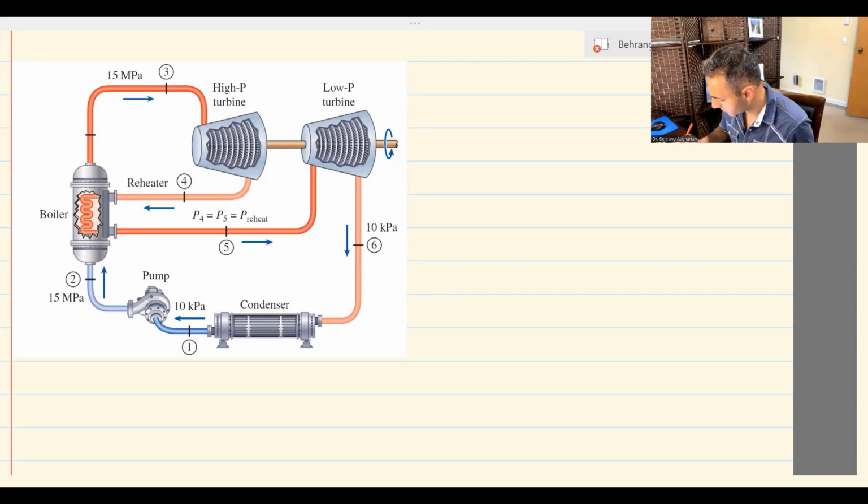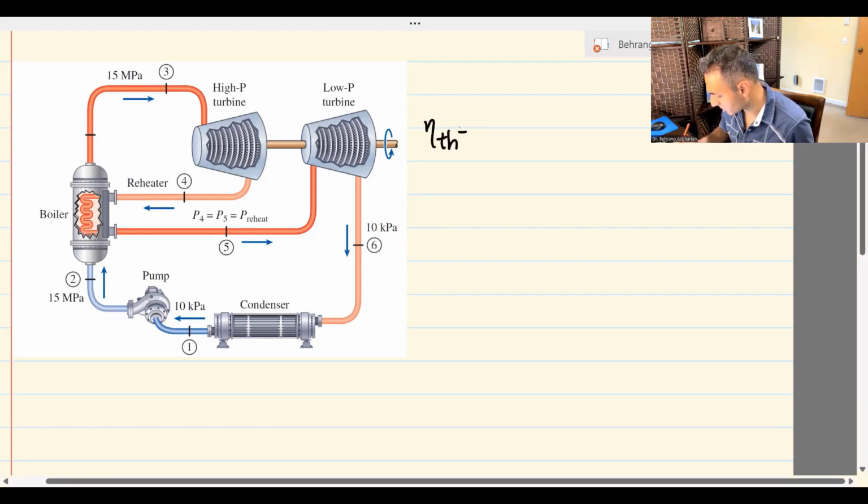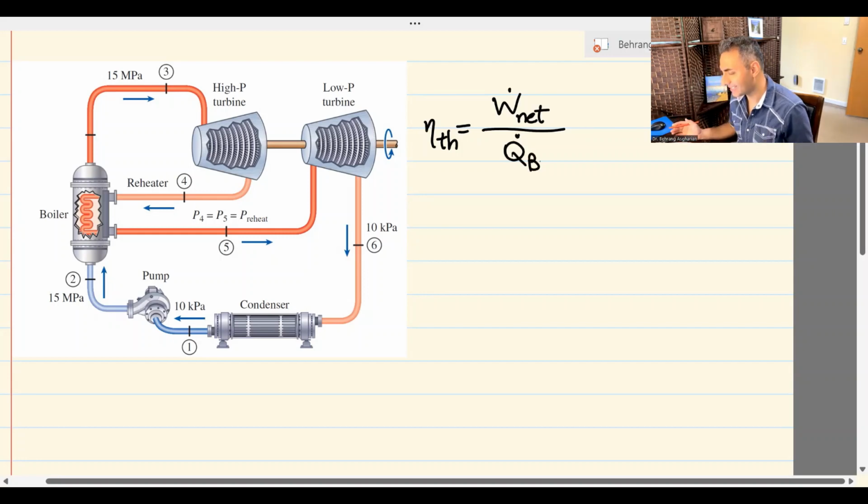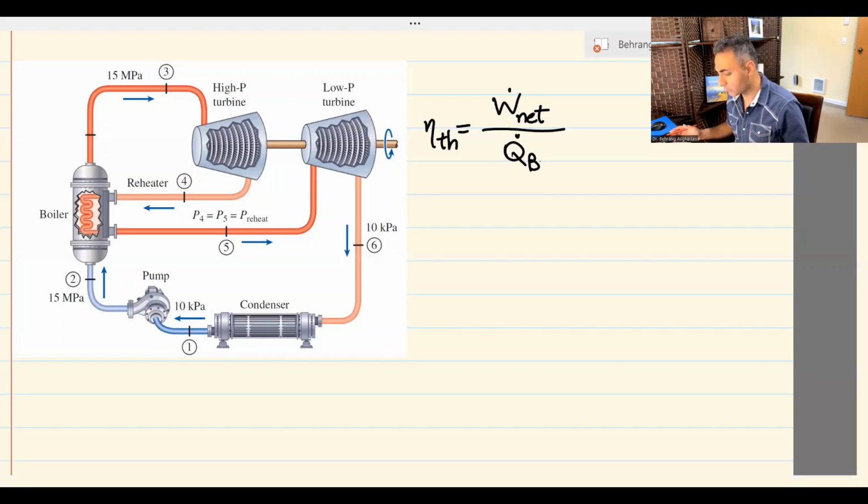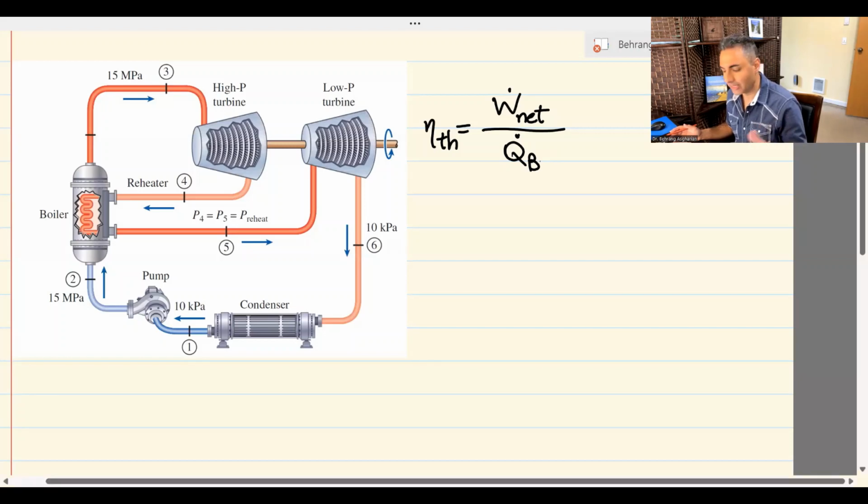The efficiency, when we talk about the thermal efficiency of the cycle, is supposed to be some sort of W dot net over the Q dot of the boiler. In general, the efficiency is the desired form of energy over the energy spent. The desired form of energy is obviously the net work that we get out of this whole cycle, and the energy spent is the energy that we provided in the boiler. Basically, that's Q dot of the boiler.